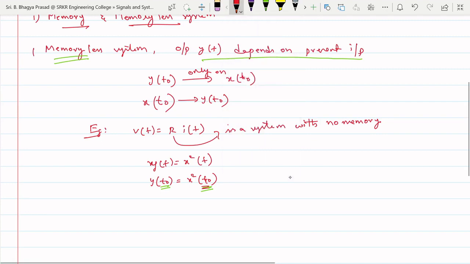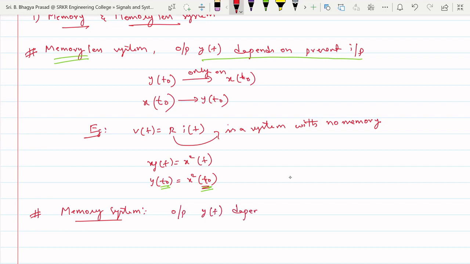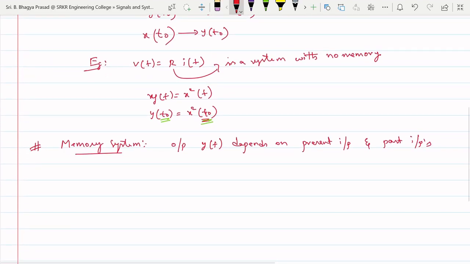In a memory system, the output depends on the present input as well as the past inputs. So the output y of t depends on the present input and past inputs. This indicates the memory of the system. For example, y of t equal to x of t minus 2. Let us consider the output at time 0. So this is x of minus 2.